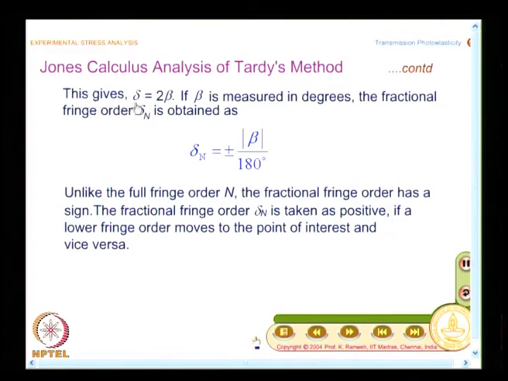What we have seen is we get delta equal to 2 beta, and since beta is usually measured in degrees, which is very convenient, I get the fractional fringe order as beta by 180 degrees, and I do not attach the sign. The sign has to be attached based on whether a higher fringe order has moved to the point of interest or a lower fringe order has moved to the point of interest, and this has made conventional analysis very simple. Conventional analysis became very simple because you have a way of finding out the sign of the fractional retardation.